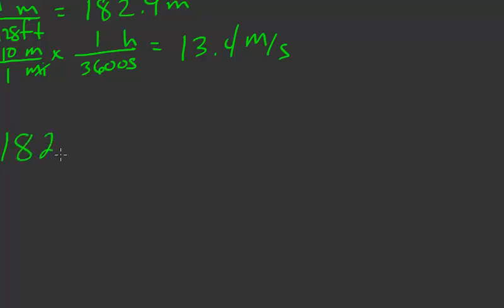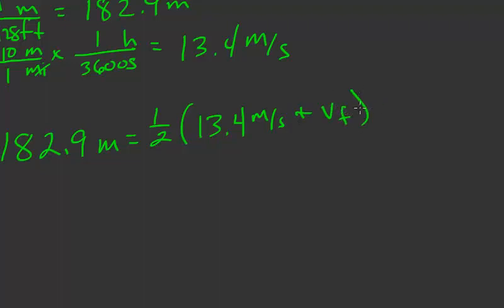This is 182.9 meters equals 1/2 times the initial speed of 30, or no, not 30. That's what we started with. It is 13.4 meters per second plus VF, delta t, which is 15. There we go.